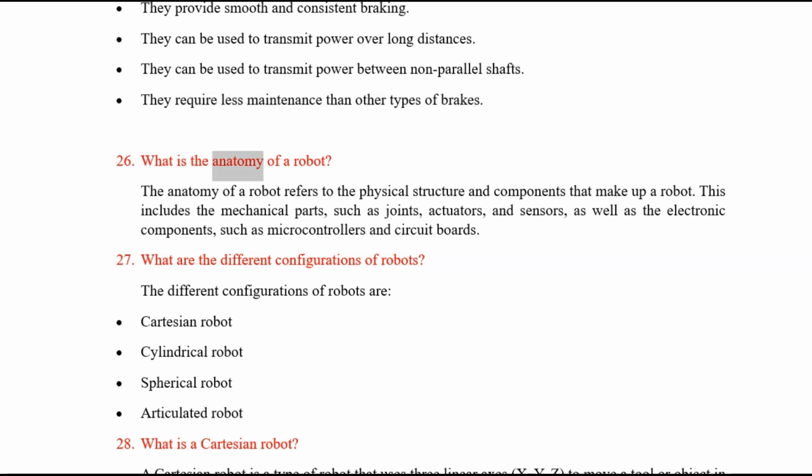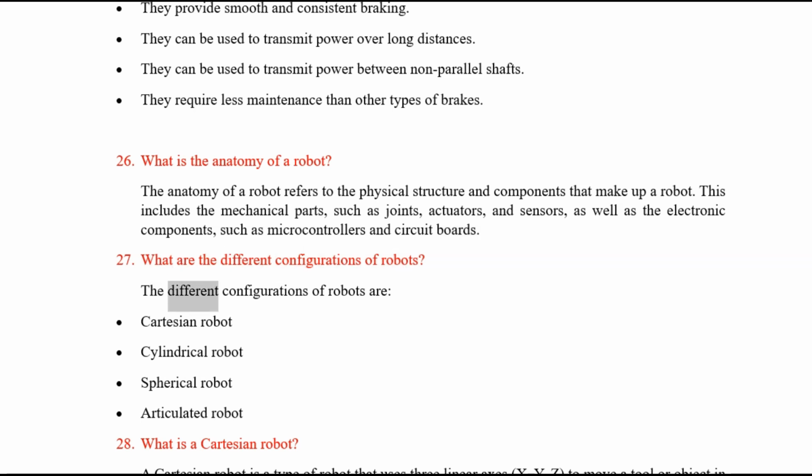What is the anatomy of a robot? The anatomy of a robot refers to the physical structure and components that make up a robot. This includes the mechanical parts, such as joints, actuators, and sensors, as well as the electronic components, such as microcontrollers and circuit boards. What are the different configurations of robots?